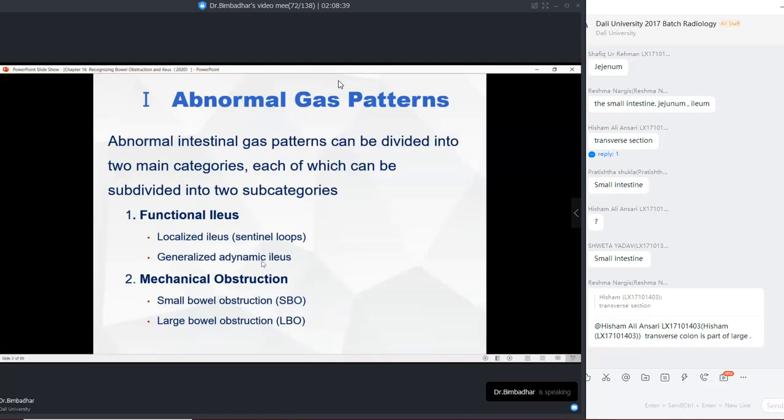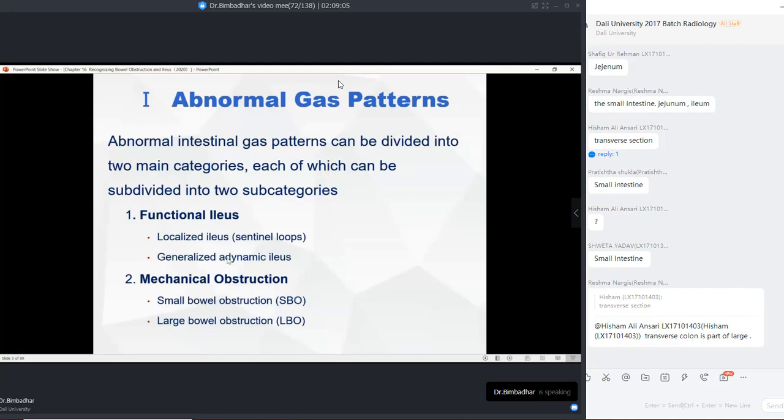Generalized adynamic ileus. You can't localize it to the small intestine, large intestine, rectum, sigmoid, or something like this. You can't recognize it and localize it to a certain part of the abdomen. That's the reason you call it a generalized adynamic ileus pattern.